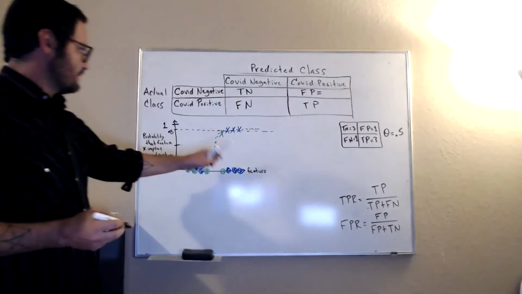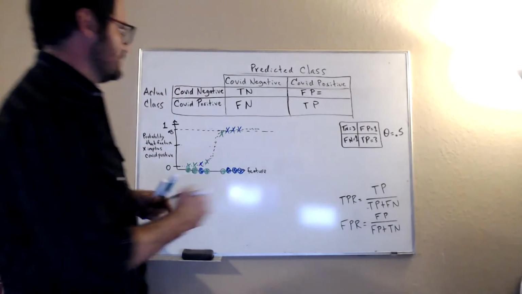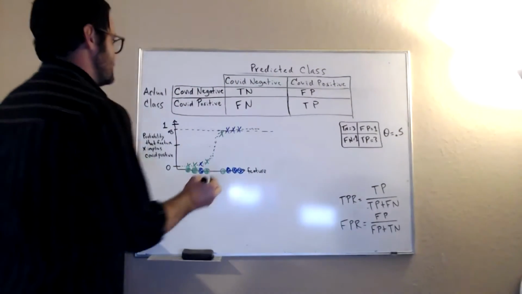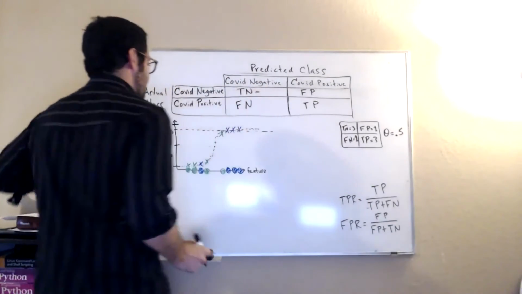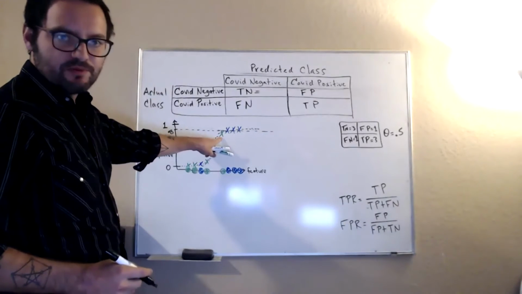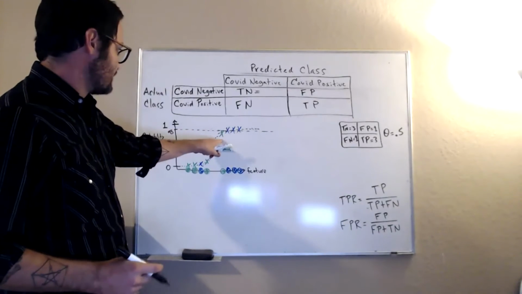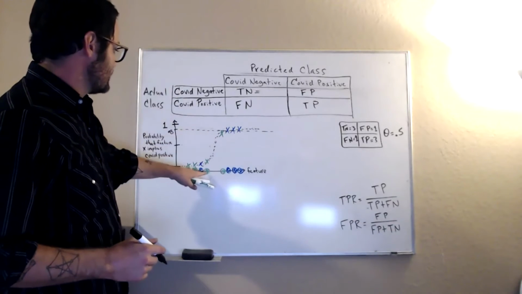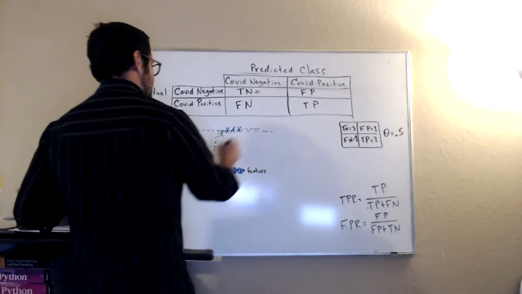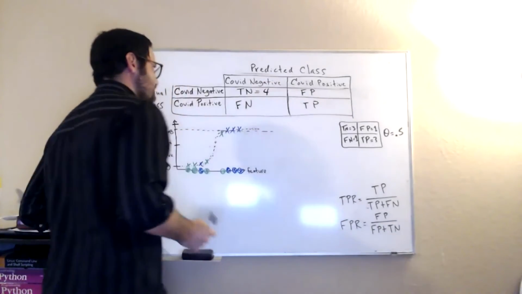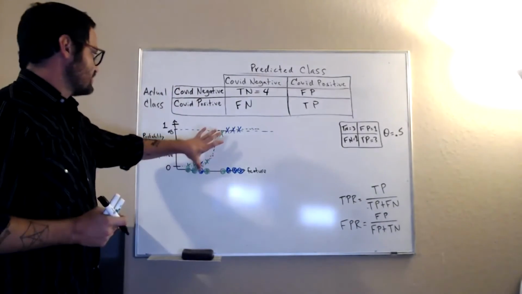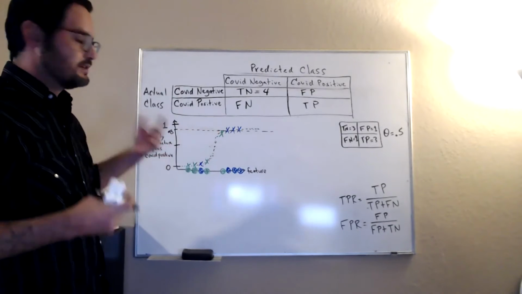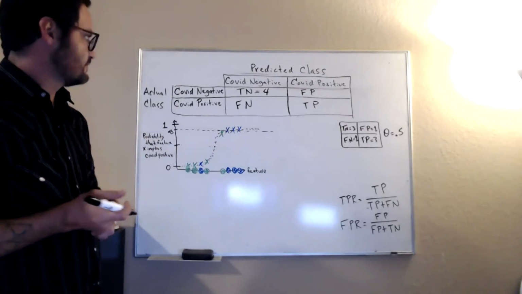So now let's fill in our confusion matrix. How many true negatives? Now everything is below the threshold, the probability would be like 0.7 or something, so that would be predicted negative. In fact, every person who's COVID negative, we would have predicted that they were COVID negative.